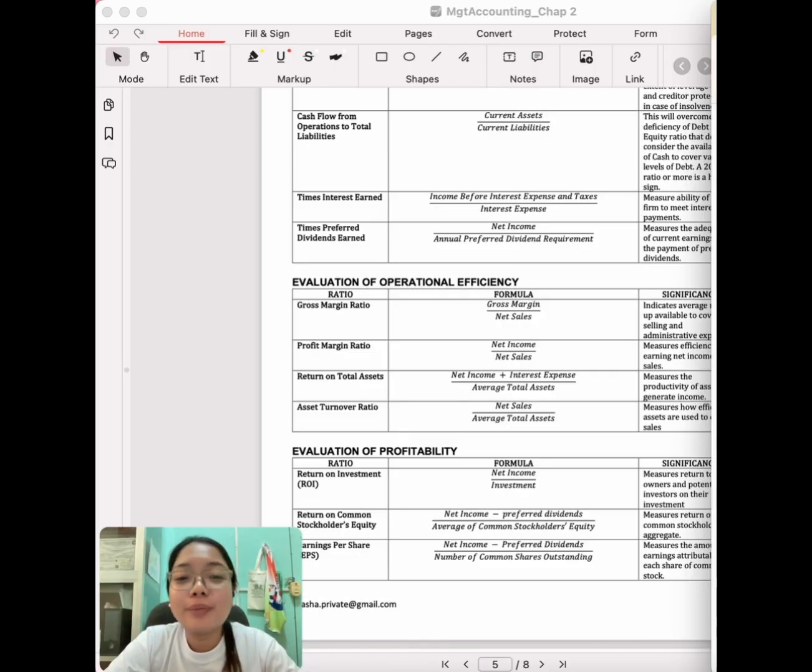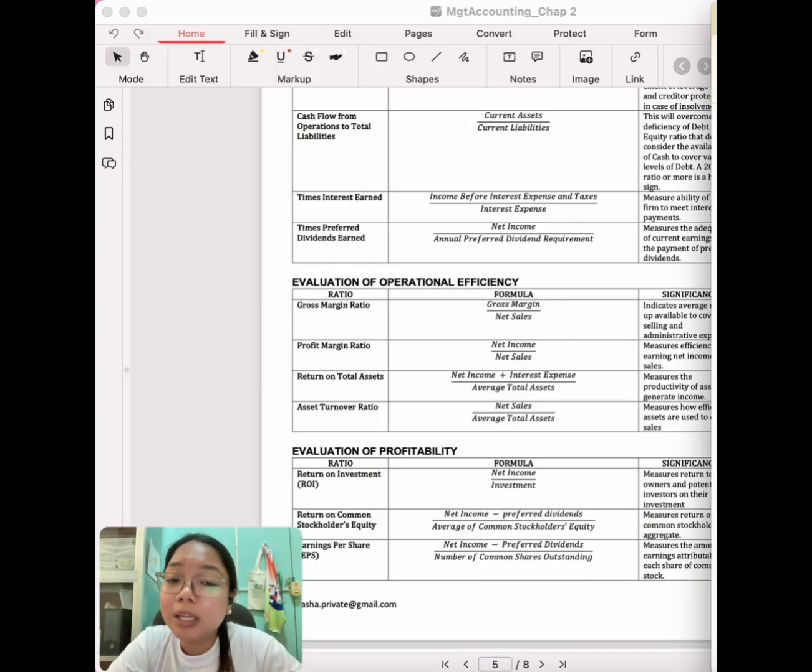Next, we have return on total assets. So, ang formula dyan is net income plus interest expense divided by average total assets. So, this ratio measures the productivity of assets in generating income. So, think of the assets as the resources available to the company. So, ang question dito is, gaano ba ka-productive yung mga assets na to?